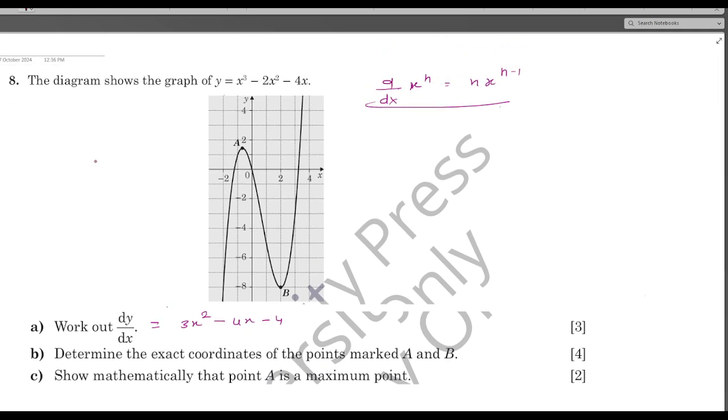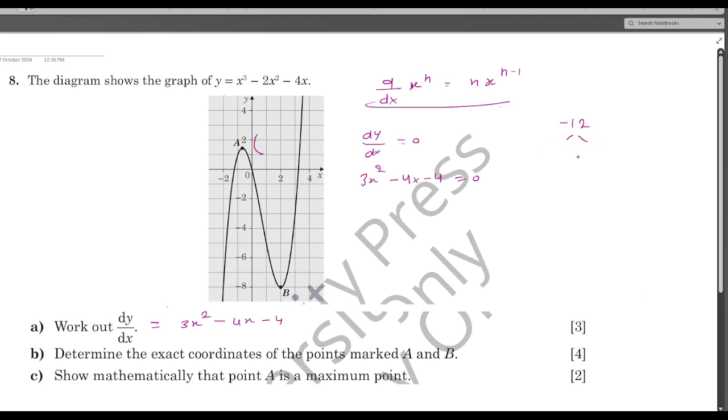So for point A, the x coordinate. This is for 4 marks. So for exact coordinates, this is a turning point. For a turning point we know that we equate dy by dx with 0. So as I equate this with 0, I have 3x squared minus 4x minus 4 equals 0. Now 4 times 3 is 12, so minus 12.